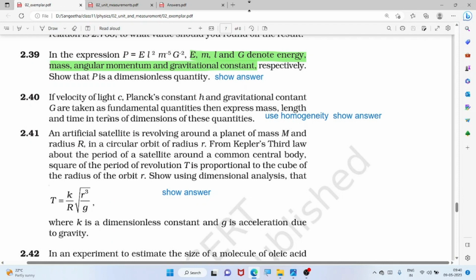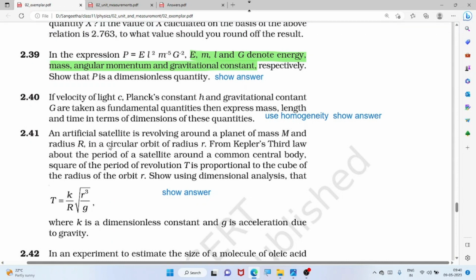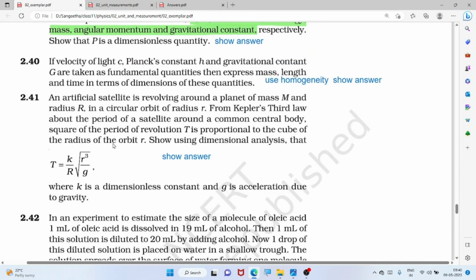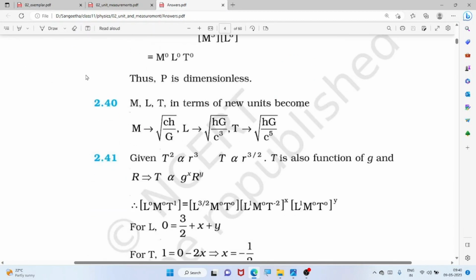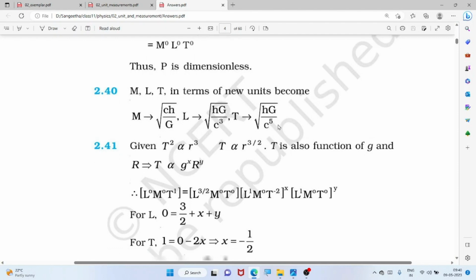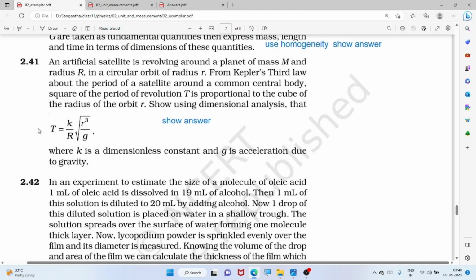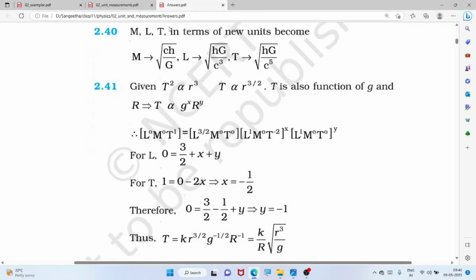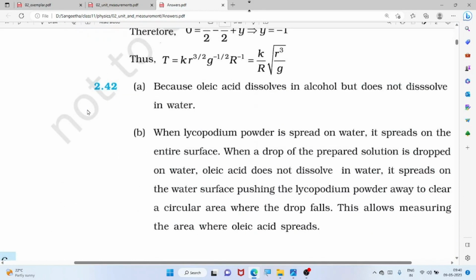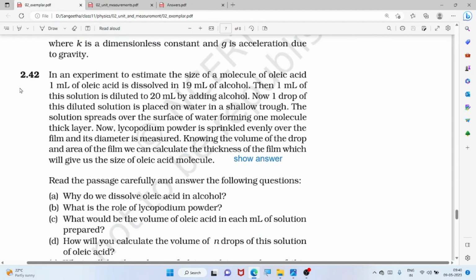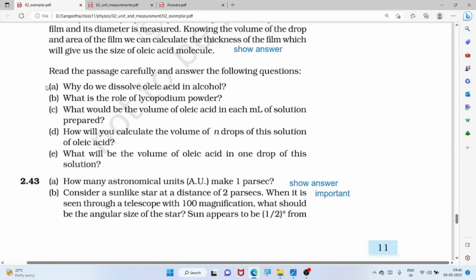If the velocity of light, Planck's constant h and gravitational constant are taken as the fundamental quantities, then express mass, length and time in terms of the dimensions of these quantities. You have to apply this rule, the homogeneity rule. 40. So after applying, we are finding mass, length and time. One also you can go through the answers. Okay. So these things you can go through in the answer.